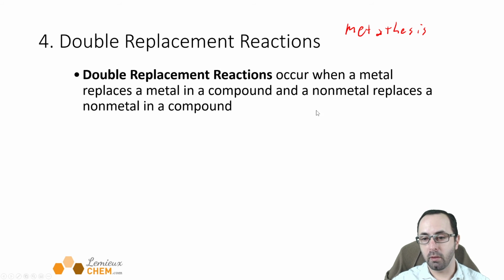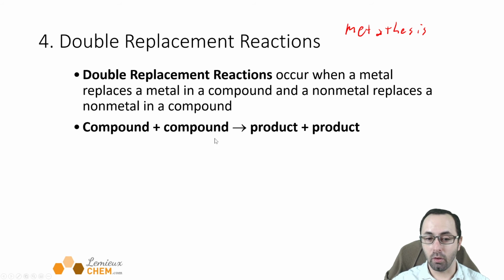So double replacement reactions happen when basically atoms switch partners. So a metal replaces a metal in a compound, and a non-metal replaces a non-metal, usually when it's ionic compounds. Generally you start with two compounds, you get two products here. So A is in a compound with element B, and C is in a compound with D, but A and C trade places, so that A is now with D instead of B, and C is now with B instead of D.